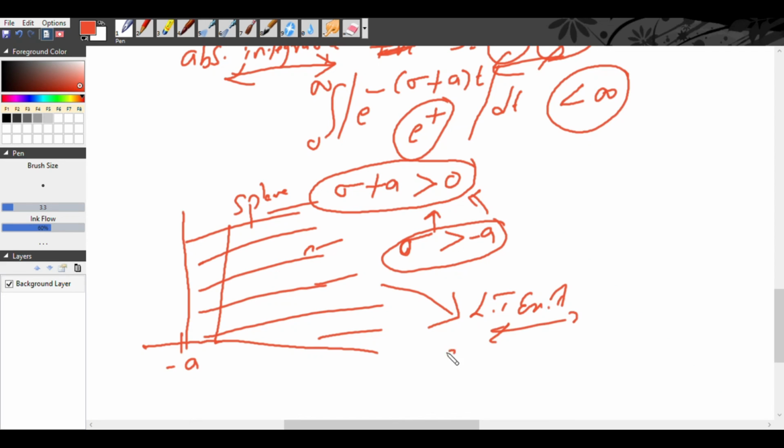Or else I can say that the given system is converging, or else we can say the system is stable.